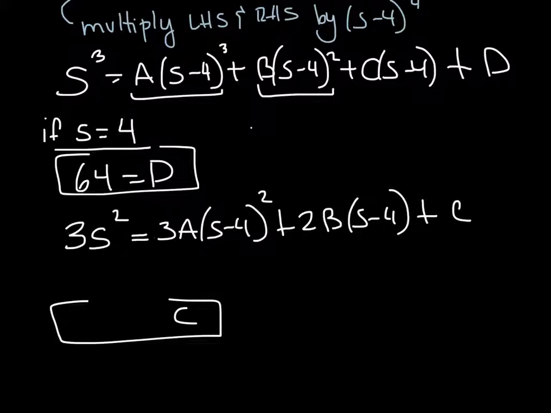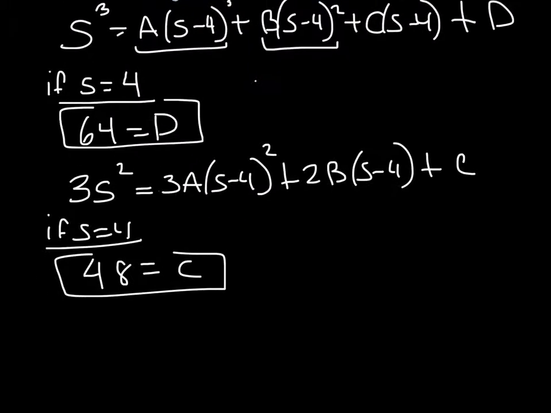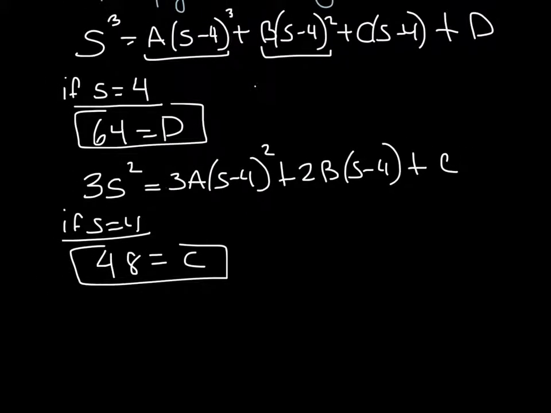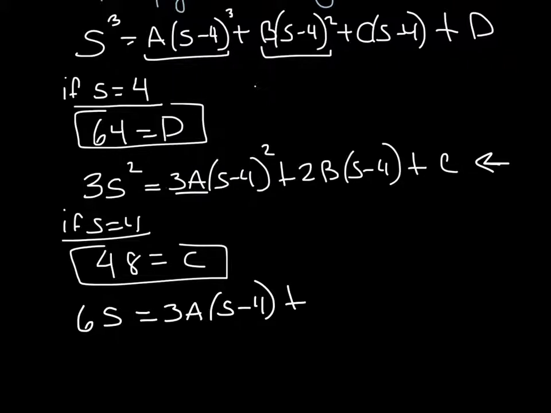So hopefully not too bad. Just some algebra, evaluating some expressions. Now let's take the derivative again. The second derivative of this would be 6s equals, this is just a constant, so this is nice, 6A times (s minus 4). Again, I'm just using the power rule.